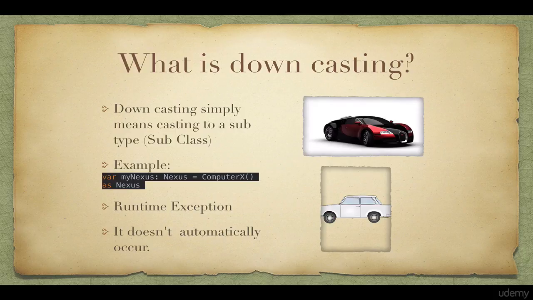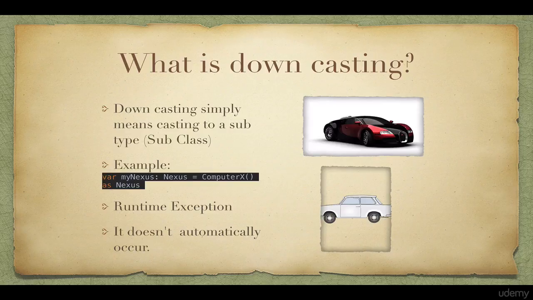The compiler is going to complain. So here we are trying to downcast the ComputerX object to a subclass type, which is Nexus. So here we are saying ComputerX as Nexus. We are downcasting the ComputerX to an object of type subclass Nexus. So now, if we run the application, our application is going to crash. We are going to wind up with a runtime exception.